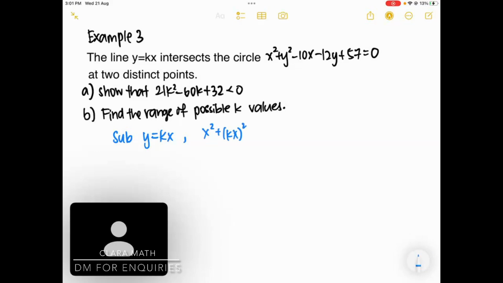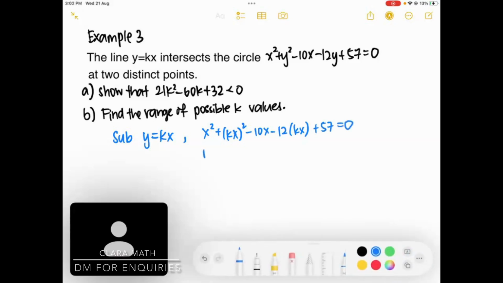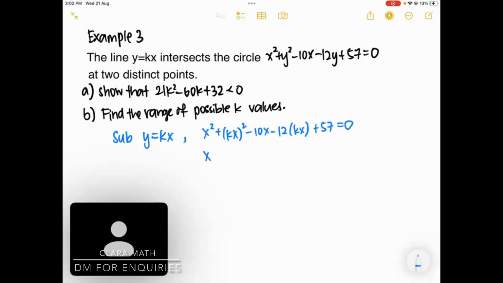x squared minus 10x minus 12kx plus 57 equals 0. x squared plus k squared x squared.